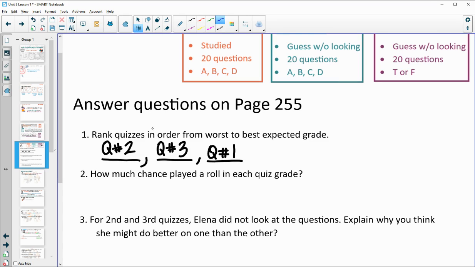So chance just in quiz number 1, not very much because she studied, she understood what was going on, she was making educated guesses, so not much. But quiz 2 and 3, she was just guessing at random. So it's probably chance has a large role.